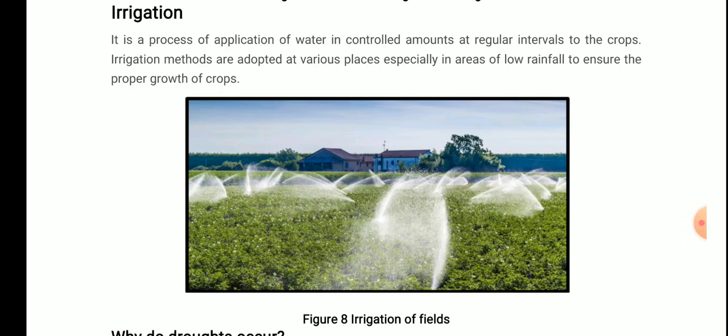Irrigation methods are adopted at various places, especially in areas of low rainfall, to ensure the proper growth of the crops. So in simple words, we can say that irrigation is the supply of water to the plants at regular interval. Very important word is at regular interval. We need to supply the water continuously and at regular intervals. Clear? For example, you can see the diagram. This is the irrigation of a field.